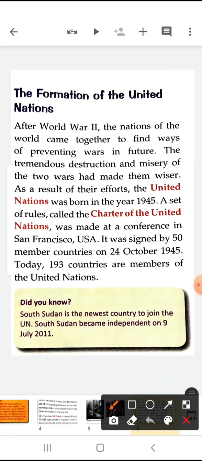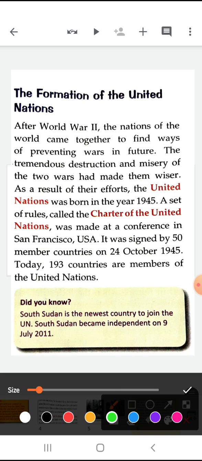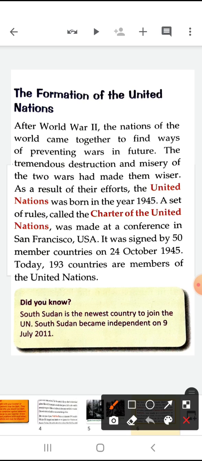Okay, now the formation of United Nations. How United Nations formed? After World War II, the nations of the world came together to find a way of preventing war in future. When they saw the destruction or damage in the world, the nations of the world came together to find out some preventive measure to prevent war if there is war in the future. Okay, the tremendous destruction and miseries of two wars had made them wiser.